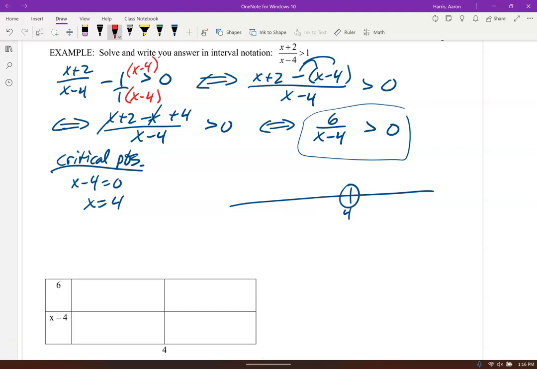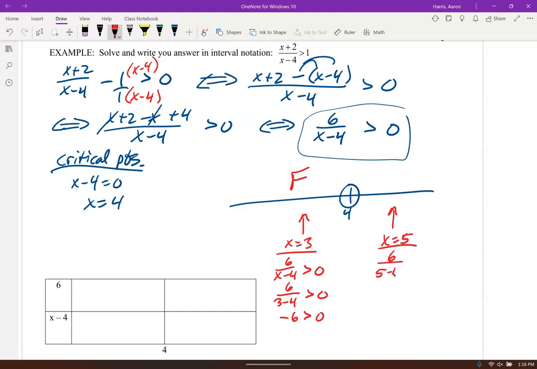So let's test like 3. Let's throw it in. Six over -1 is a -6. Is -6 greater than 0? Nope. Test something to the right of 4. 6 over 5 minus 4 is 6 over 1. Is 6 greater than 0? And you say, you bet it is.